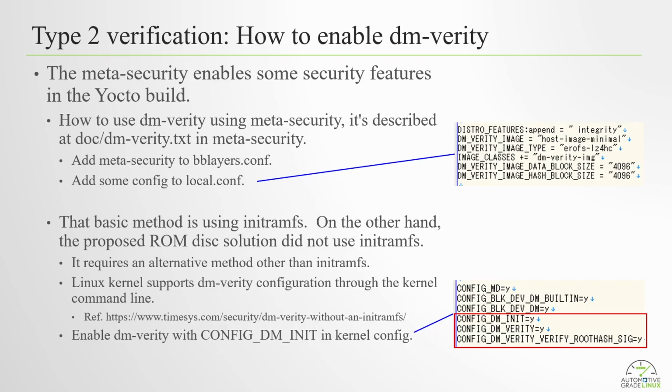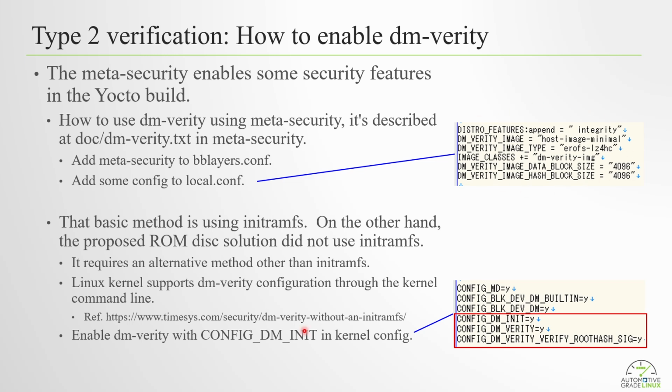How to enable dm-verity? The meta-security layer enables some security features in the Yocto build. How to use dm-verity using meta-security? It's described in the document inside the layer. Add meta-security to the bblayers conf and add some config to local conf. This one.